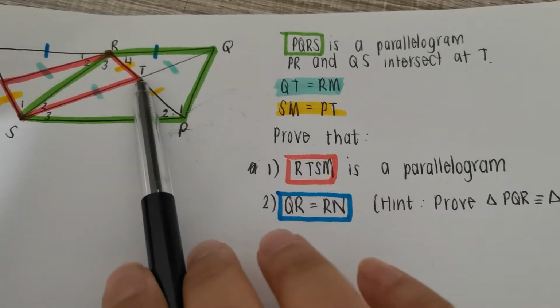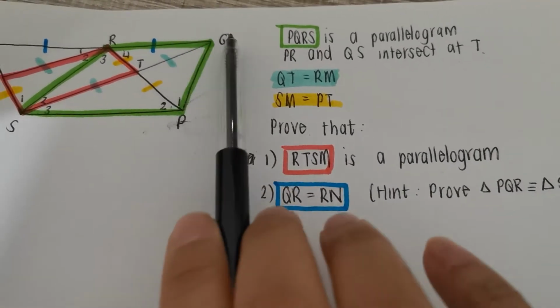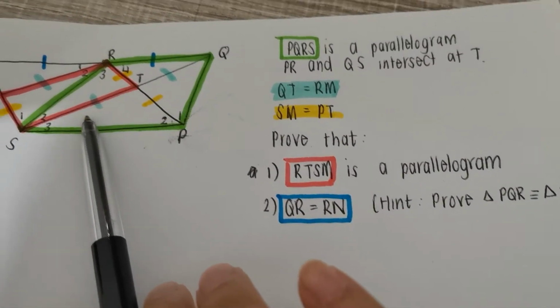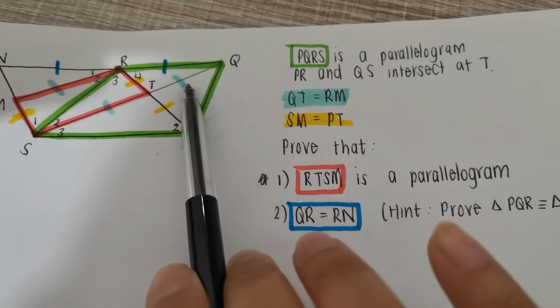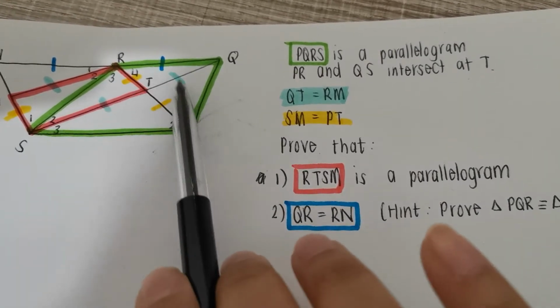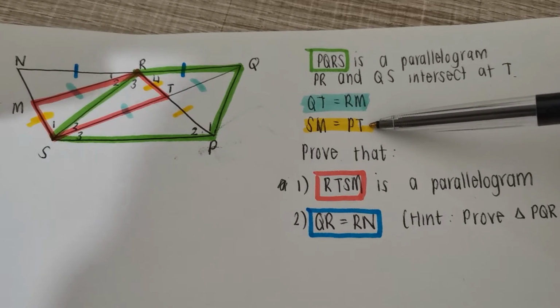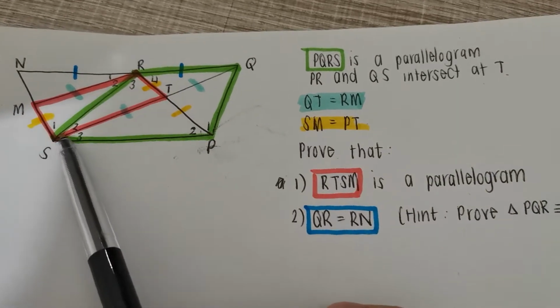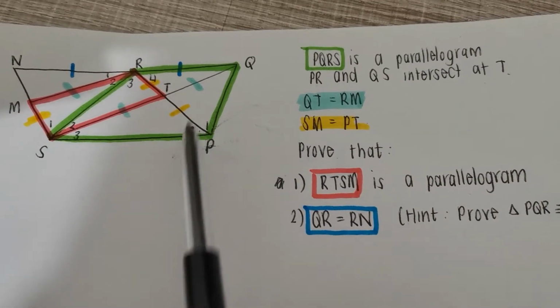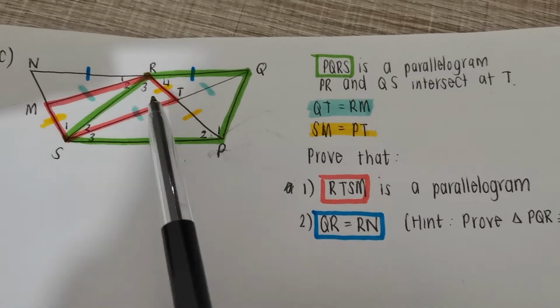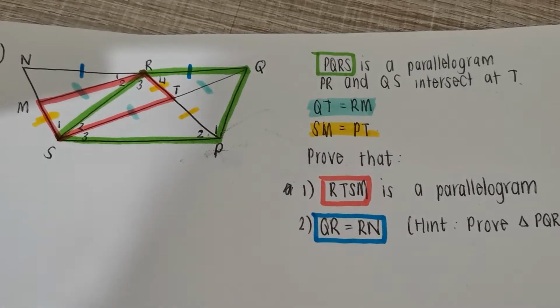Okay, right? QT equals RM. I went and highlighted that, equals RM. I also know that because this is a parallelogram, QT equals DS, because diagonals are bisected, not equal. Diagonals are bisected in a parallelogram. SM equals PT, so there it is. SM equals PT in yellow, but I also know PT equals RT because diagonals are bisected in a parallelogram.